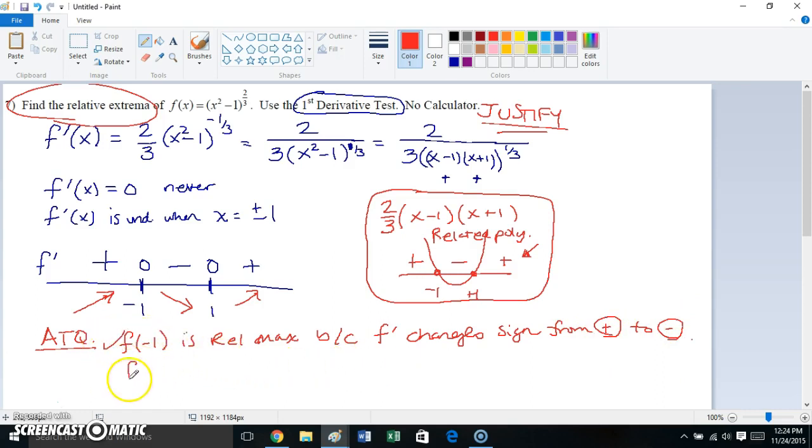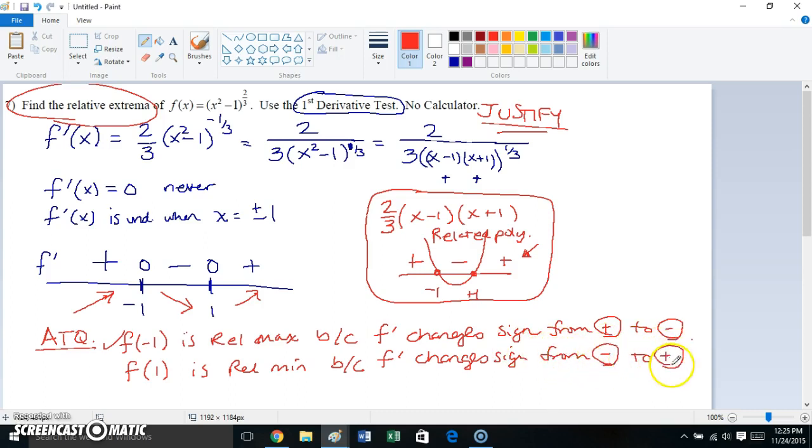Half done. Okay, f of 1 is a relative min because f prime changes sign from negative to positive. Okay, we've answered the question. I'm going to stop there. We have 3 more questions left, and I'll do one more video on the wrap-up of the 4.1, 4.2 notes.